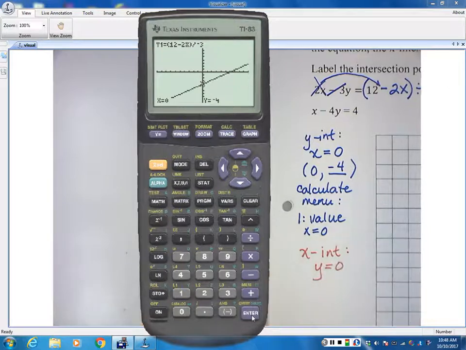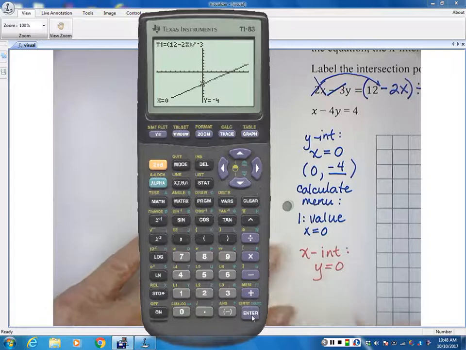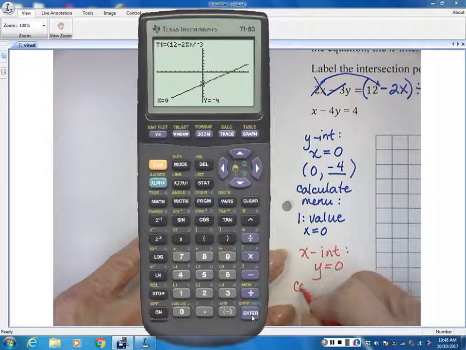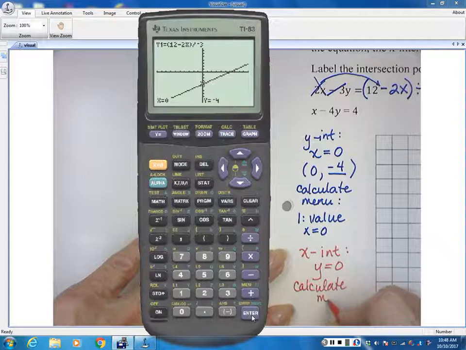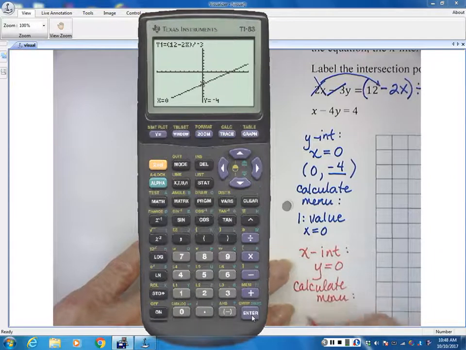But unfortunately, the calculator is not going to let us ask it for a value for Y and it tells us X. It doesn't work that way. So the thing you need to know is that on the calculate menu, the way we do this is the second option. It's called zeros.